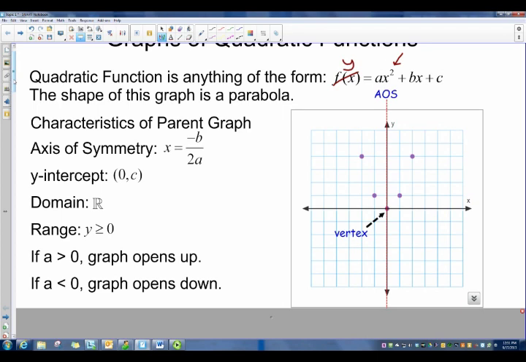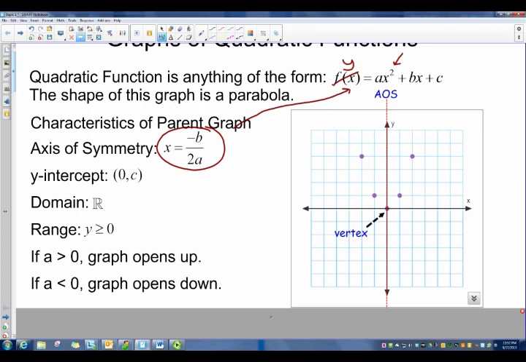Now the first characteristic is what's called the axis of symmetry. This formula here that I'm circling is one you must have in your notes. Okay? That is the axis of symmetry. You're going to use this all the time in this class. So x equals negative b over 2a, and the b and the a come from our equation up above.